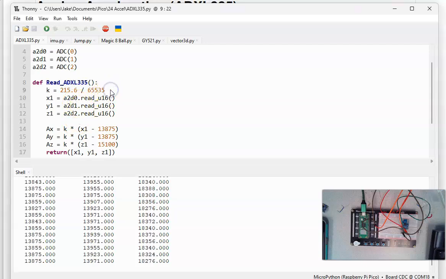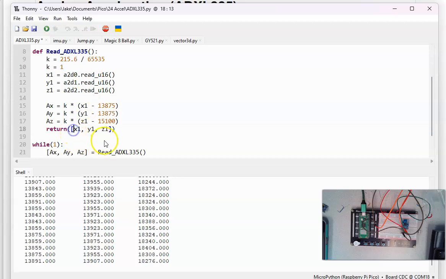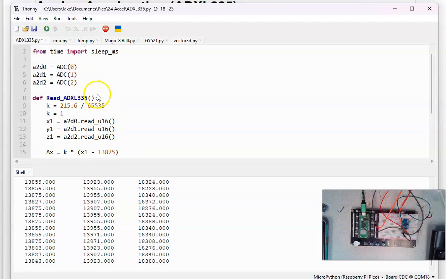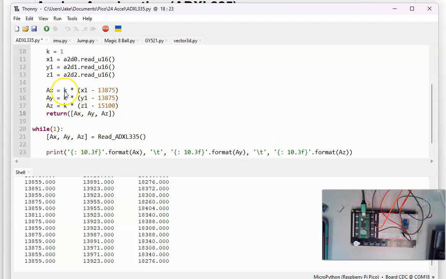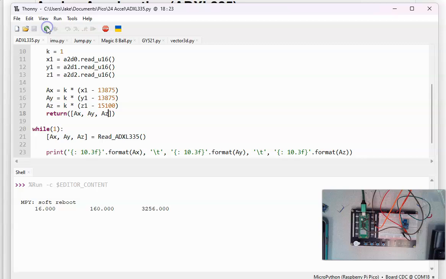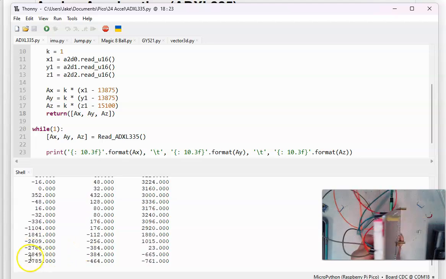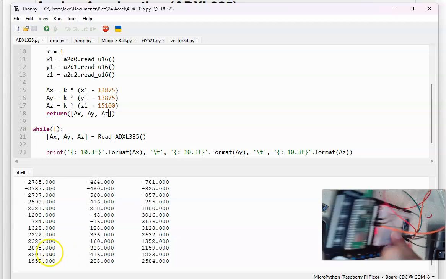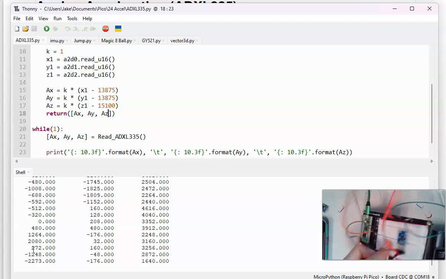If I make the scalar 1 for now and display AX, AY, AZ, so I'm just reading these numbers. This is what I'm returning and displaying. I'm going to just do an offset, and what I should see is in the X direction and Y, acceleration is 0. So I tilt the board, their X is changing, plus minus, Y changing, plus minus, and Z.